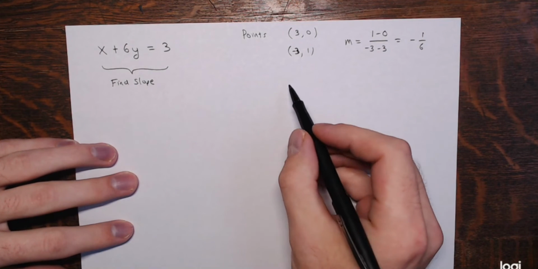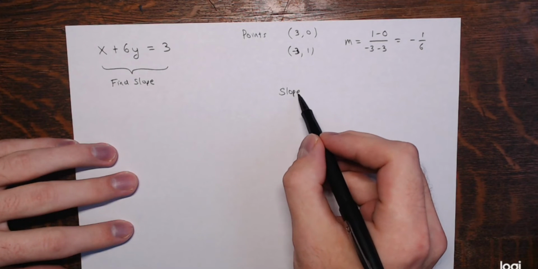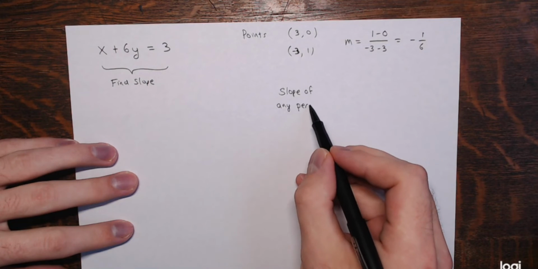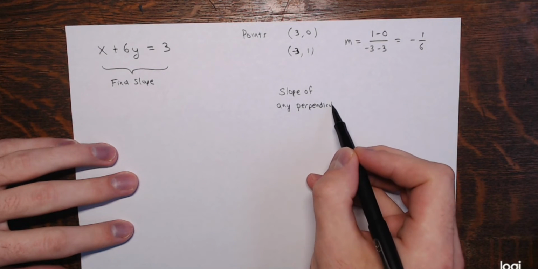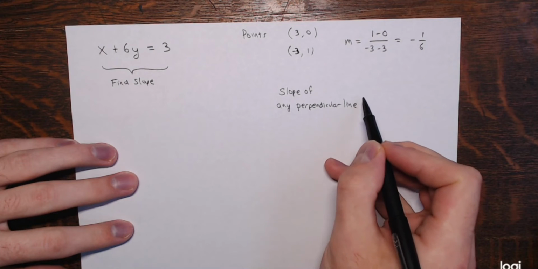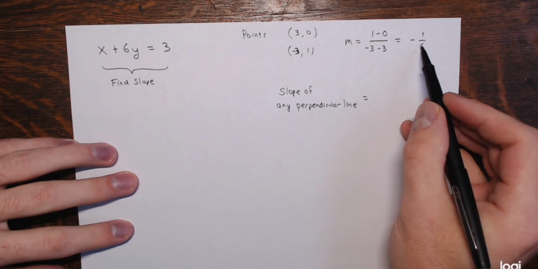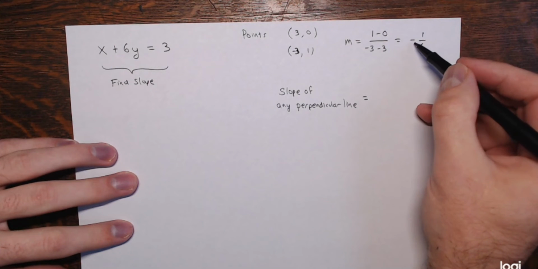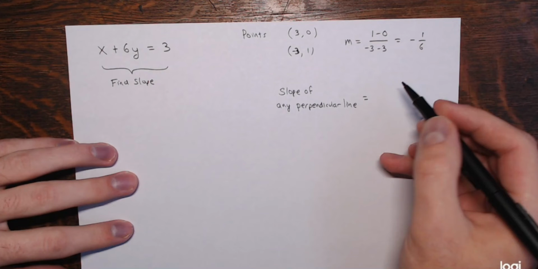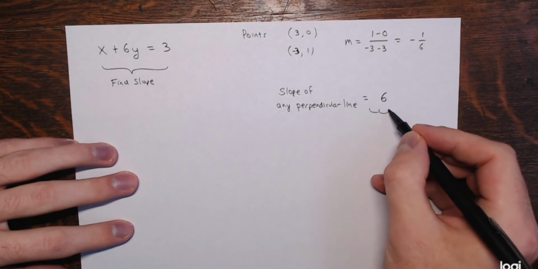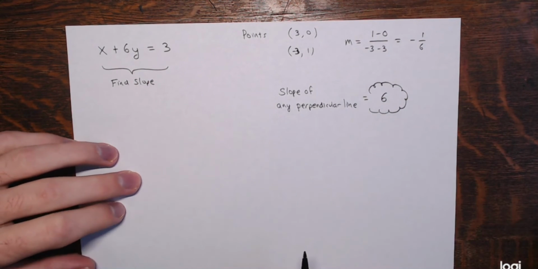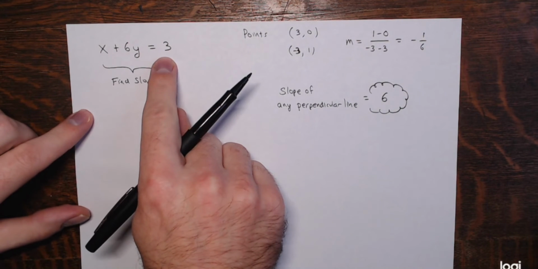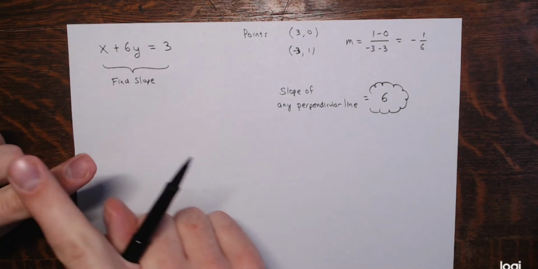The slope of any perpendicular line to this would be the opposite reciprocal of -1/6. So that means, take the opposite, being +1/6, and then do the reciprocal, which would be 6 over 1. And this is what they're asking us for. So if you were to graph this line and draw any other line with a slope of 6, they'd meet at a 90-degree angle.